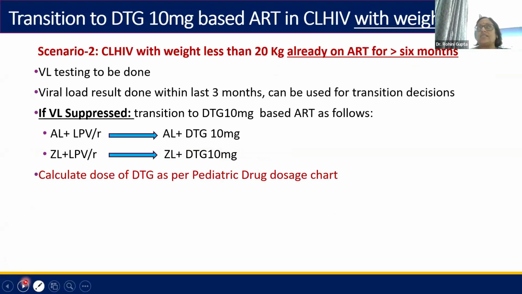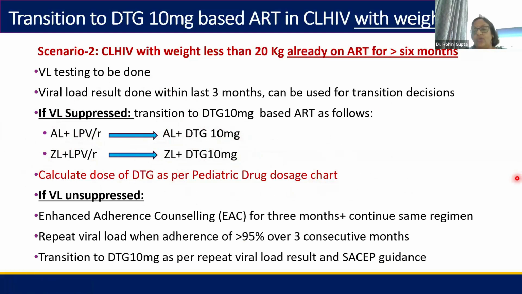So the result of the viral load can be only 2. If it is suppressed, meaning the viral load is less than 1000 copies per ml, then we transition these children to pediatric DTG 10 milligram based ART as follows. AL plus LPVR will be transitioned to AL plus DTG 10. ZL plus LPVR children would be transitioned to ZL plus DTG 10 milligram regimens. The calculation of the dose of DTG will be as per the pediatric drug dosage chart, which I have already shown. Please utilize them. But what do we do if the viral load is more than 1000 copies?